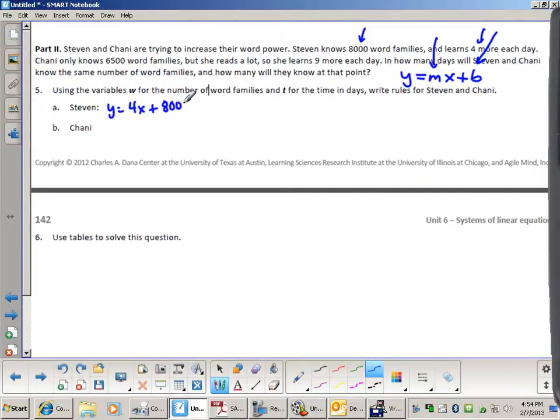Okay. Let's take a look at Shani. So for Shani, we need an increase or decrease. That's going to be 9 more each day. So we're looking at y is equal to 9x, and a starting point, 6,500 word families. So that now allows us to solve the question by using a table.